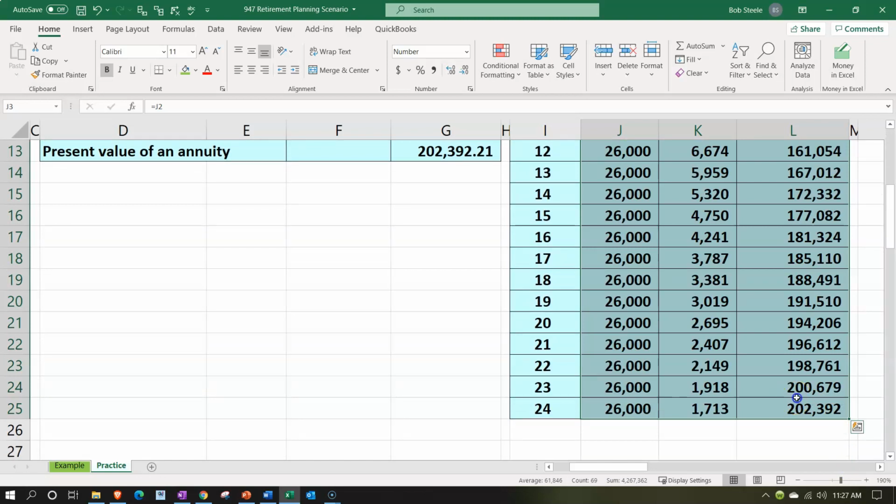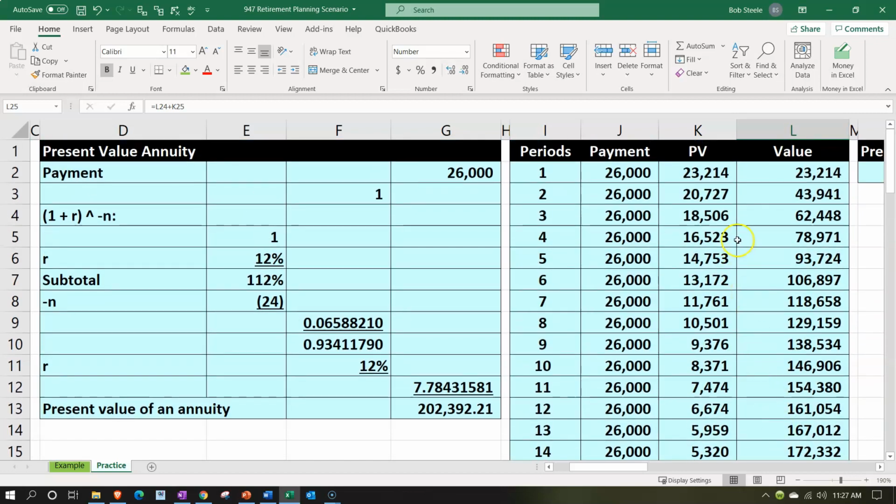And then at the end of those 24 periods, we have, once again, that 202,392, and we get a better idea of what's happening in terms of a present value of one type of calculations as we pull back each of these 26,000 payments to the starting point of the annuity.